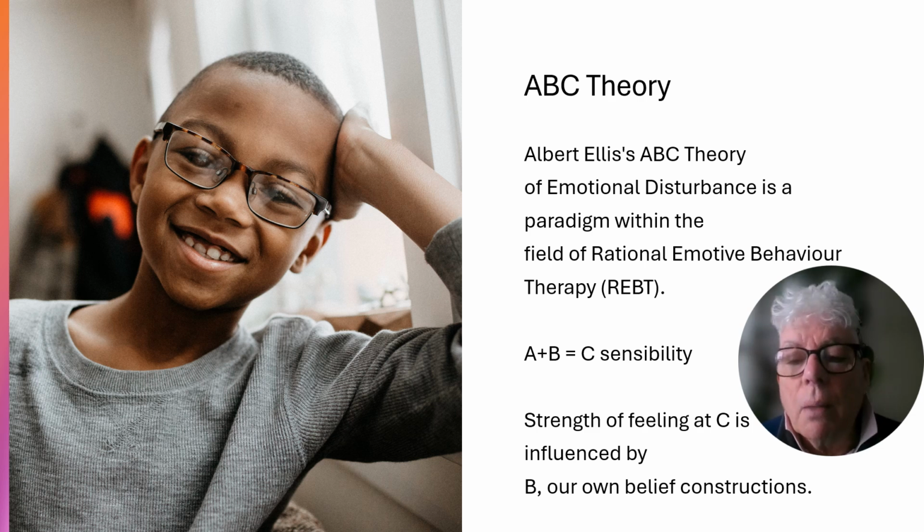We want them to grow up or to learn that they can potentially have a great deal of control over how they feel and behave if they learn about the role that their thinking plays in how they feel and how they behave. So strength of feeling at C, the emotional behavioral consequence of A, is influenced by B, our own belief constructions. And this video is about rational thinking, success helper thinking, brain friend thinking.